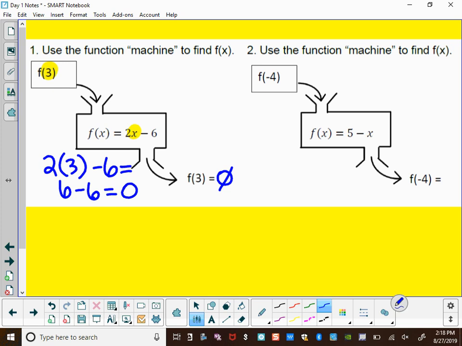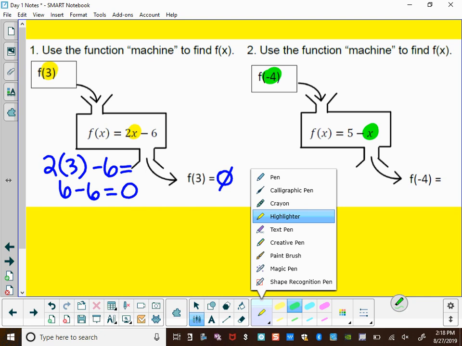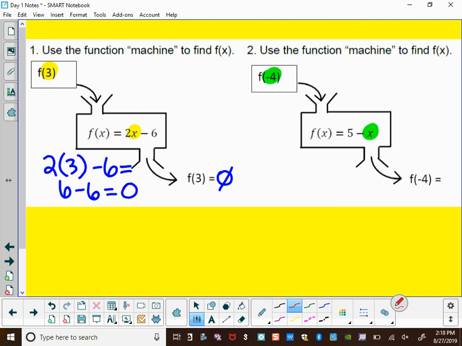All right, number 2, use the function machine to find f of x. Same thing. My function is f of -4. That -4 gets plugged into my function. So that means I have 5 minus, in parentheses, -4. What is 5 minus -4? Is it 9 or is it 1? Are you guys putting it in parentheses?